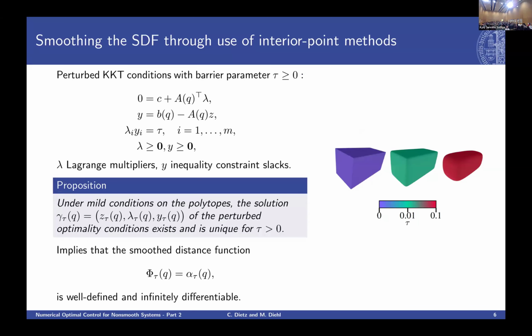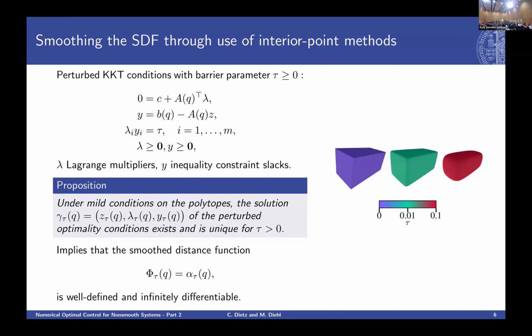So what we do, and I would claim this is one of the nicest approaches to obtain a smooth solution of a non-smooth value coming out of an optimization problem, is using the smoothing implied by interior point methods. So an interior point method does not solve the exact KKT conditions of the distance linear program, but instead it solves a perturbed set.